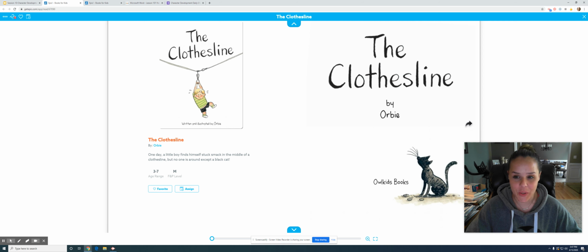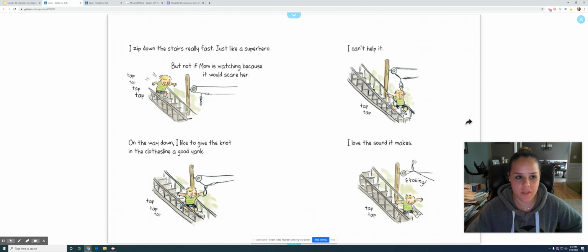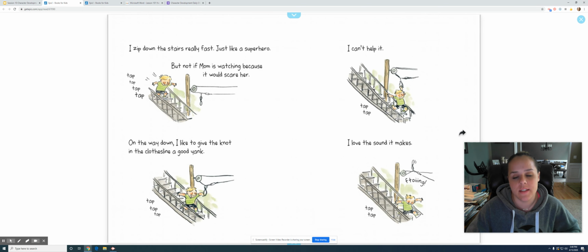All right, so it's called The Clothesline. My name is Reggie. I'm 5 years old. I live here above the corner store. It's handy because when I get my allowance, I don't have to go far to buy treats. Mom gives me an allowance for doing chores around the house. She calls me her big helper, and she gives me her change. I zip down the stairs really fast, just like a superhero. But not if Mom is watching, because it would scare her. On the way down, I like to give the knot in the clothesline a good yank. I can't help it. I love the sound it makes.